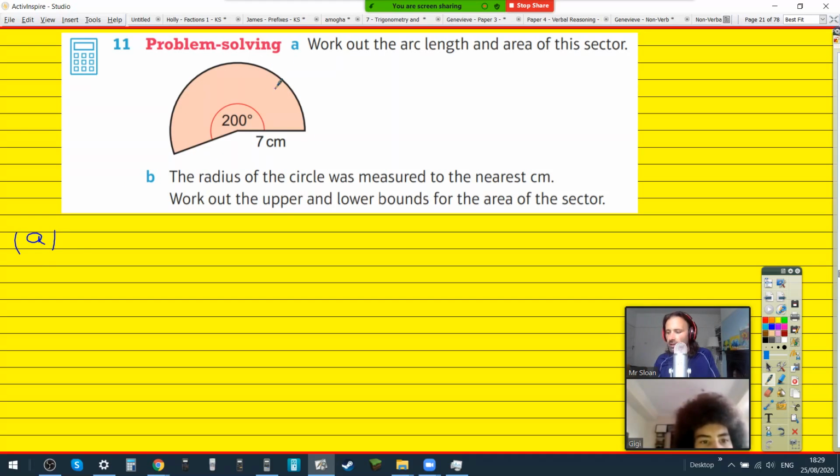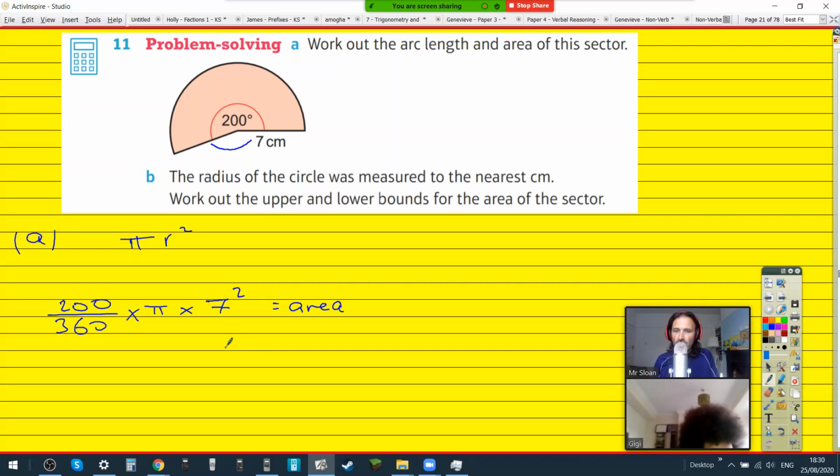How do you find the area of a circle? Area of circle, pi times radius squared. And what fraction of a circle do we have here? 200 out of 360. What's the radius? The radius is 7 centimeters. So that would give you the area of the sector.